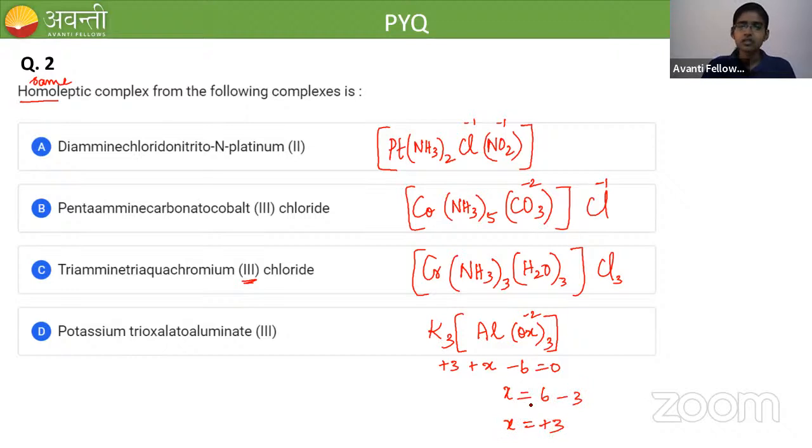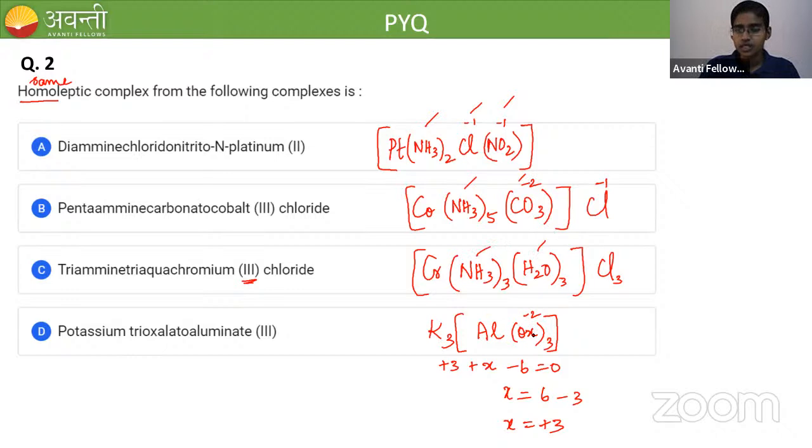Okay. So these are the complexes for the given names. And just check which complex is having only one type of ligand in it. In case of the first option, we have 3 types of ligand: one is amine, the other one is chloro, and the third one is nitro. In case of complex 2, there are 2 types of ligand attached to it. In option C also the same.